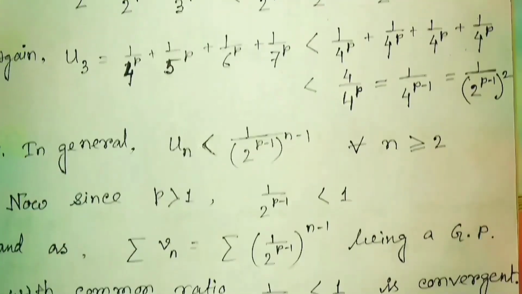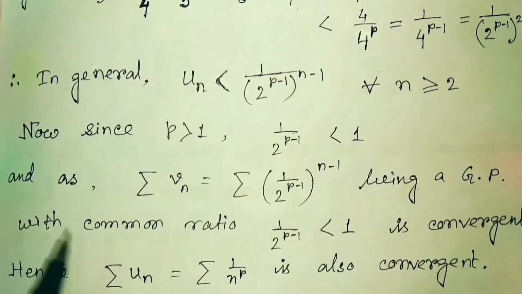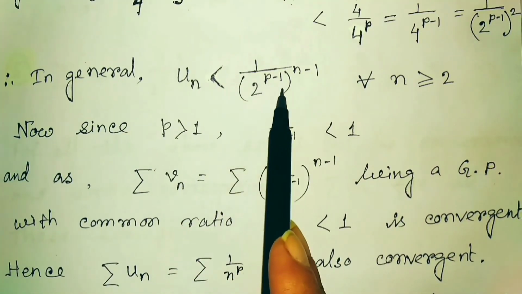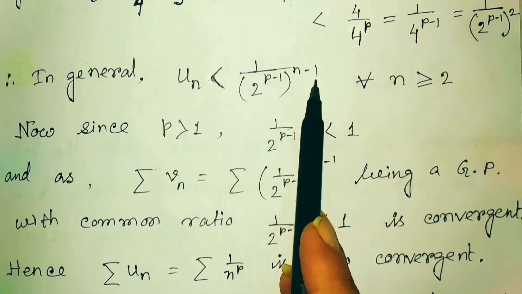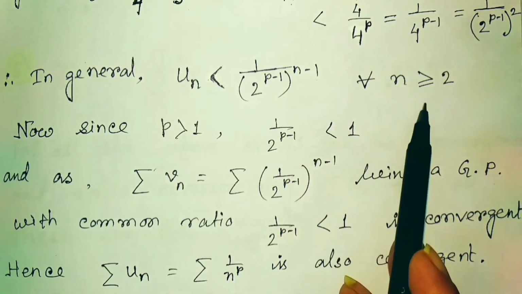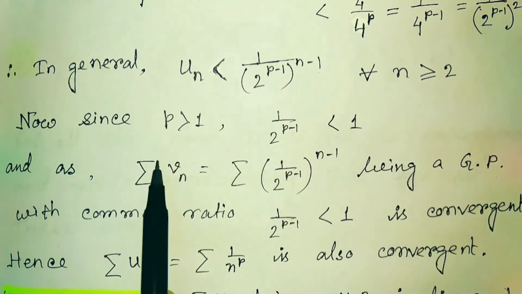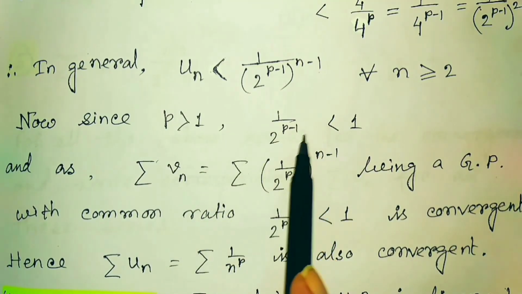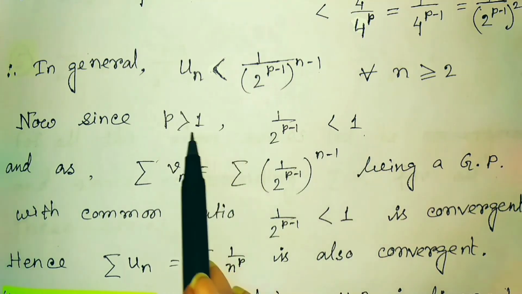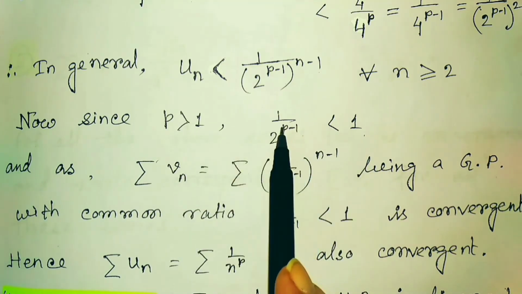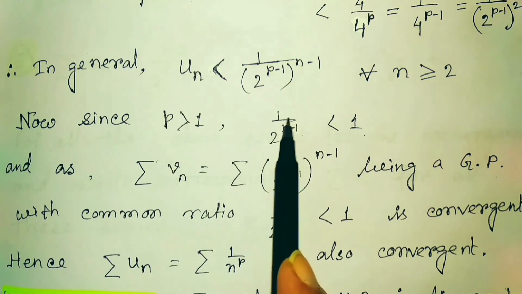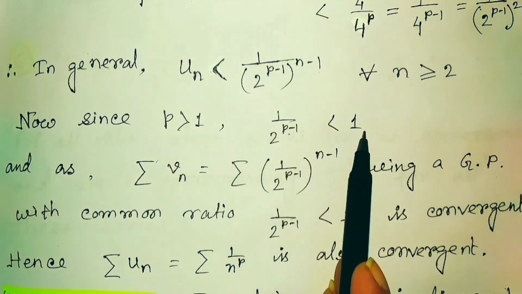Likewise, in general, we will find out Un is less than 1 by 2 to the power p minus 1, whole to the power n minus 1, for all n greater than or equal to 2. Now since p is greater than 1, this 1 by 2 to the power p minus 1 should be less than 1, because p greater than 1 means a positive power of 2 is there. So this ratio is definitely less than 1.